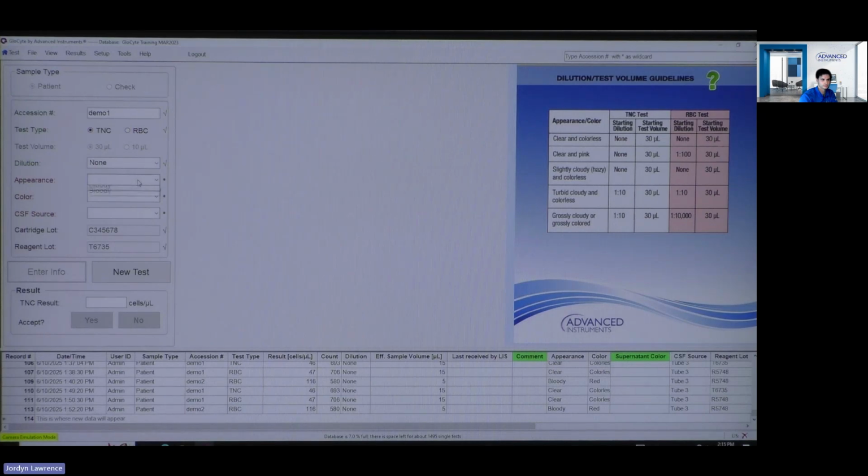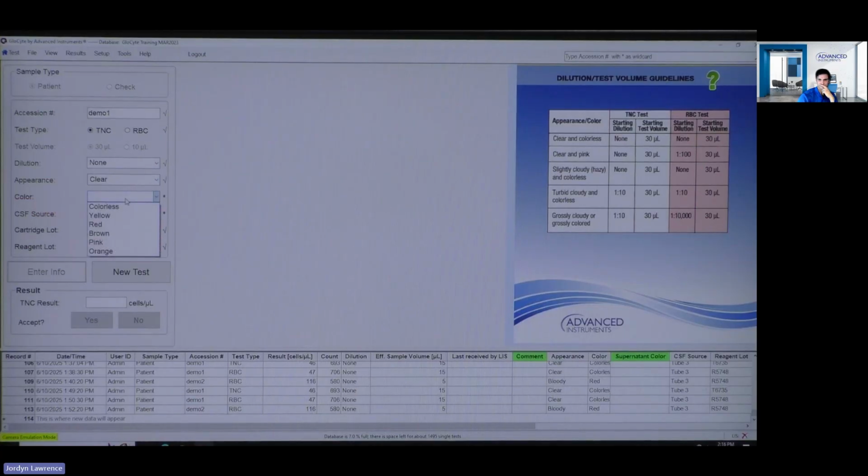So also for appearance, I have clear, cloudy, and bloody. Some people always ask, is the GloCyte able to run a bloody sample? And yes, it is really robust. It can run a bloody sample, and if it's too numerous to count, it'll tell you. So we have my healthy patient here, so I'm going to click clear.